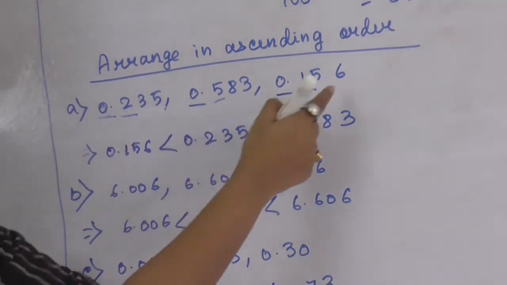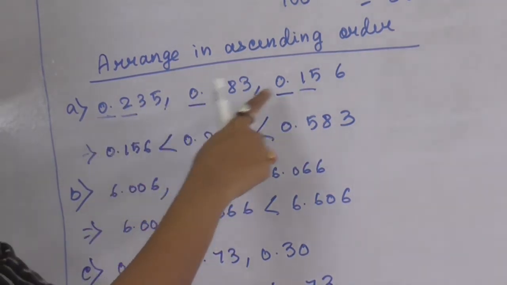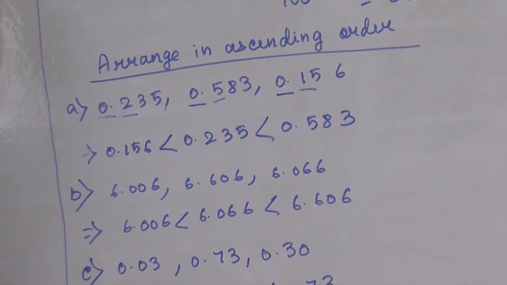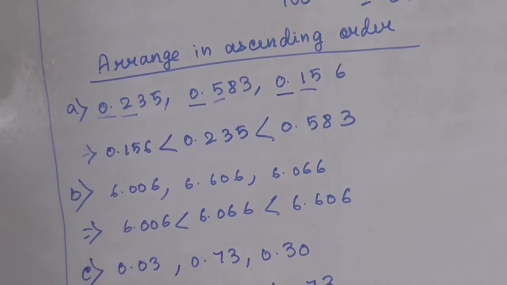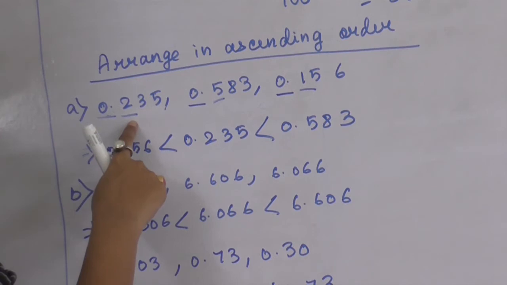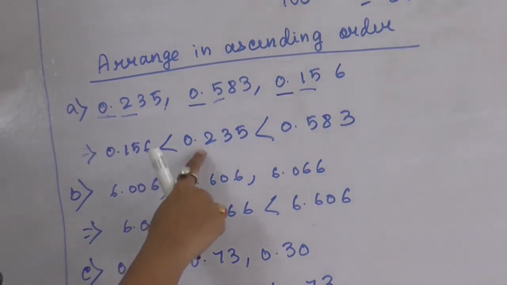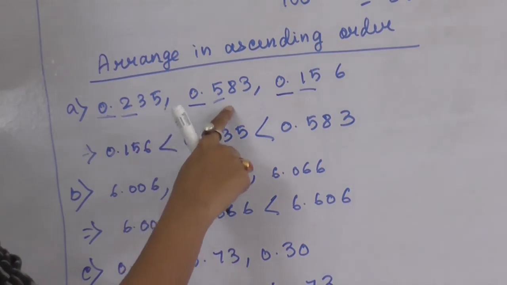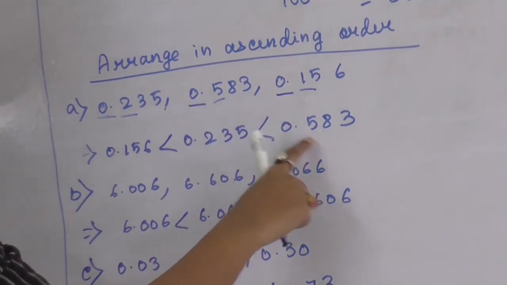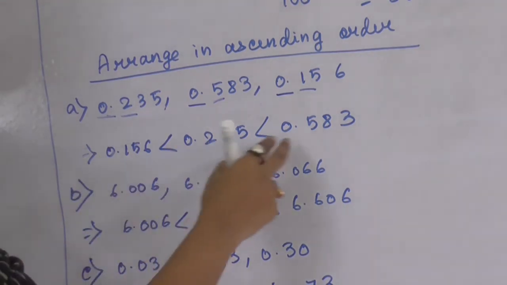So among these 3 numbers, which one is the lowest? Obviously 1 is the lowest among these 2, 5 and 1. So obviously 0.156 is the lowest among these three numbers. And which is the second lowest number? Here you can see we are having 2 after this decimal point, and here we are having 5. So obviously 0.235 is the second lowest number, and the left out number, which is 0.583, is the higher number. So in this way I have arranged them in ascending order, that is from lowest to highest.